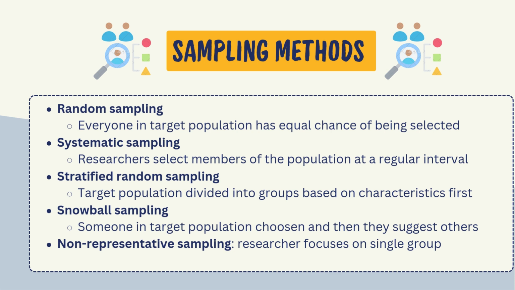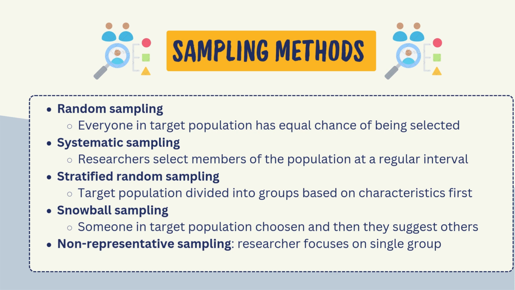Then there's systematic sampling, which is when researchers select members of their target population at a regular interval. For example, they'll say, okay, every 15th name on this list will be selected, or every 50th name on this list. So they have a regular interval, a numerical regular interval.